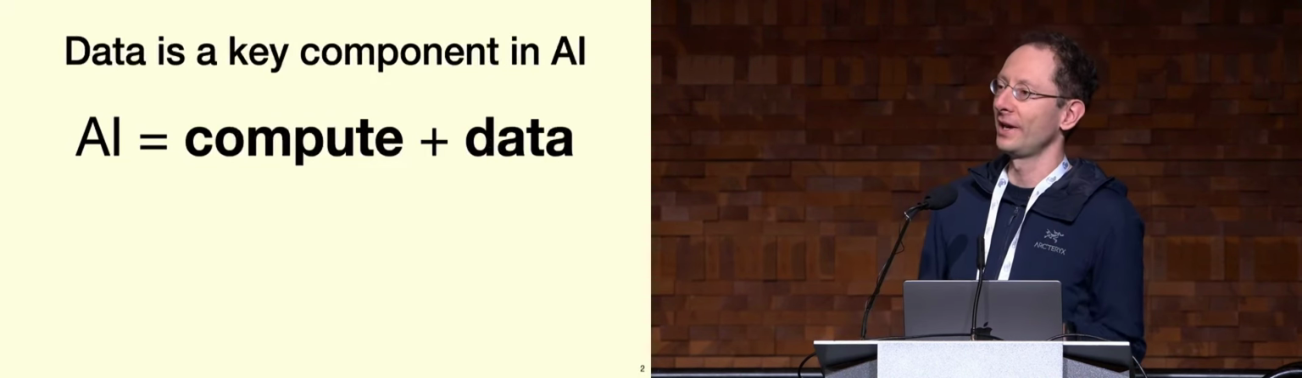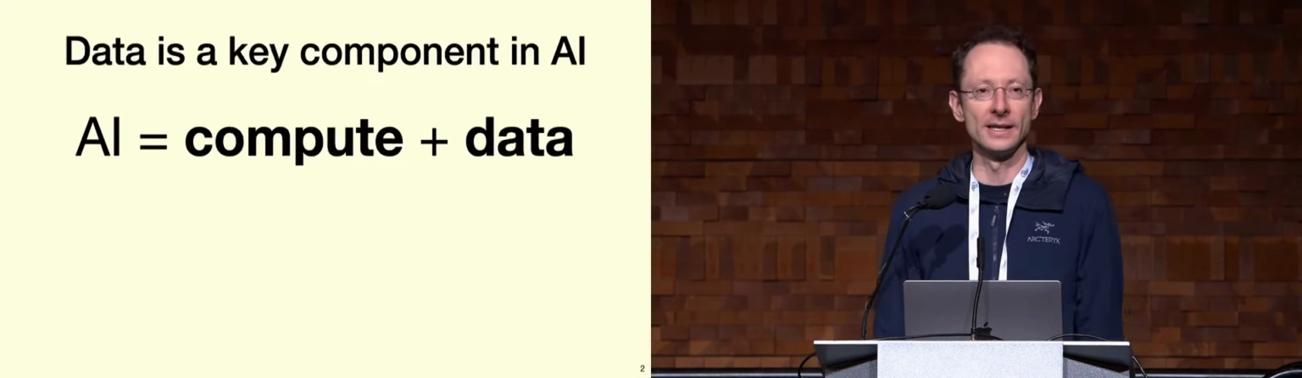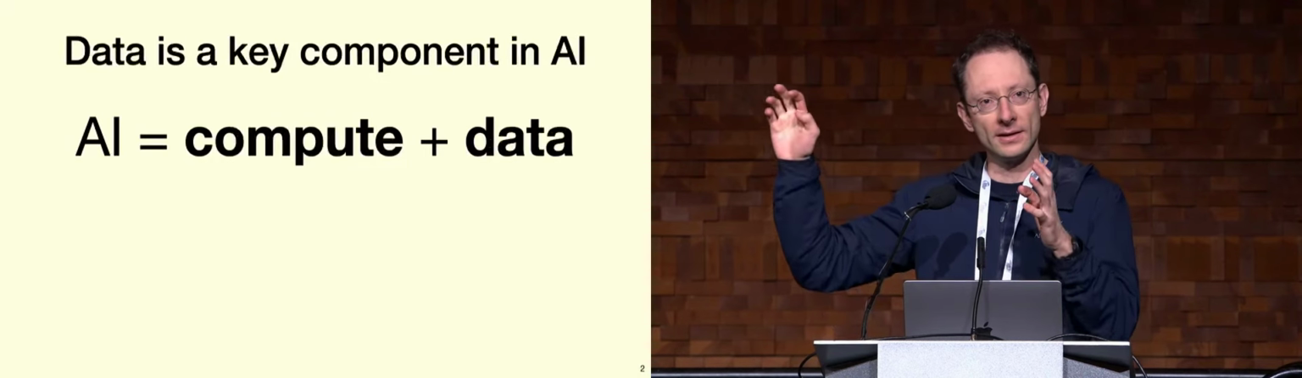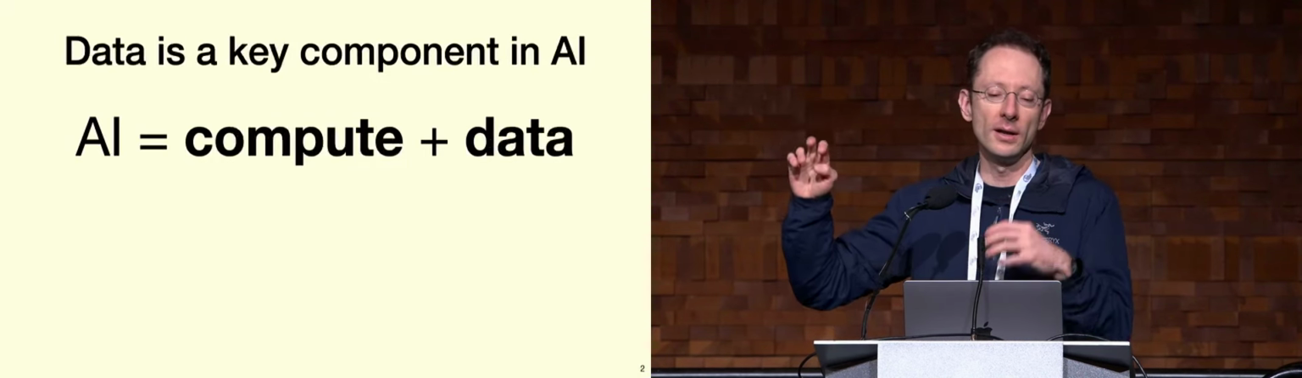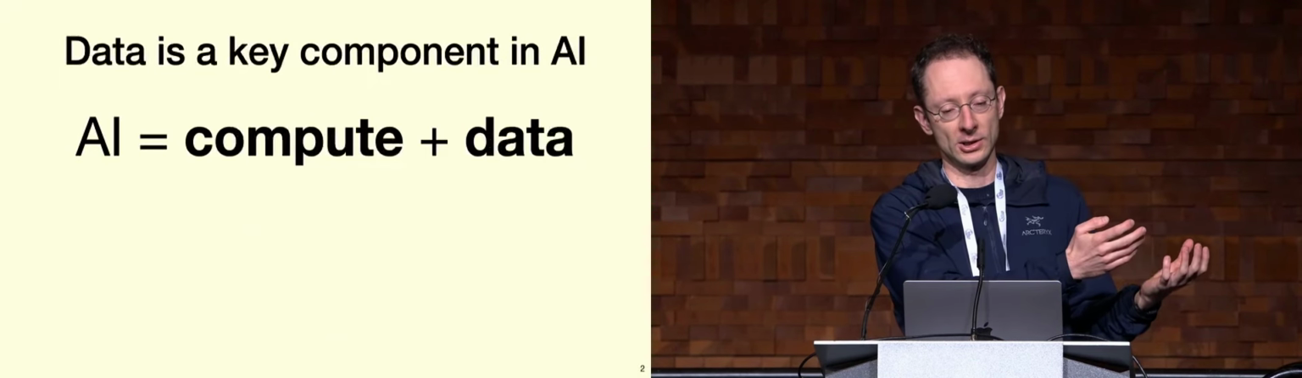And when I think about AI, broadly, what are the key components? I think of AI as two parts, the compute part and the data, right? So we collect data, curate it in order to train our model, and then the compute part is what turns the data into the model that we then actually use.